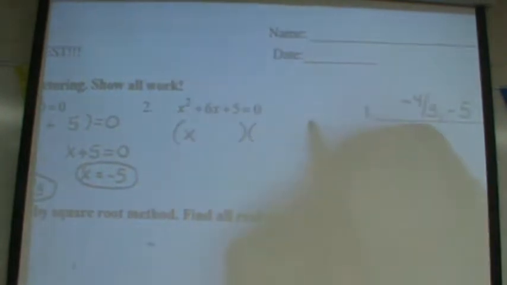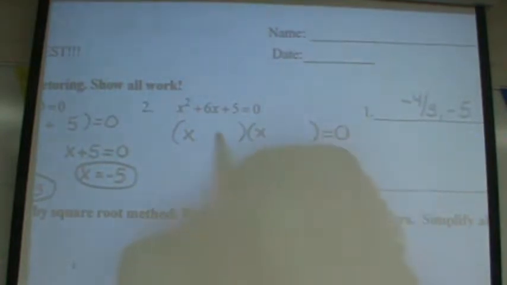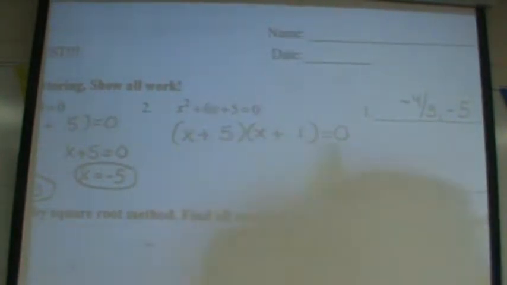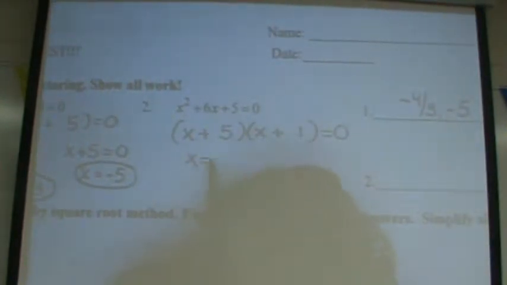Now number 2 is an easy one to factor. Always make sure your trinomial or polynomial is set equal to 0, which it is. So, what two numbers multiply to give you 5 but add to be 6? That's easy. Positive 5 times positive 1 is 5. 5 plus 1 is 6. So setting each of these factors equal to 0, this would be a negative 5, and this would be a negative 1.